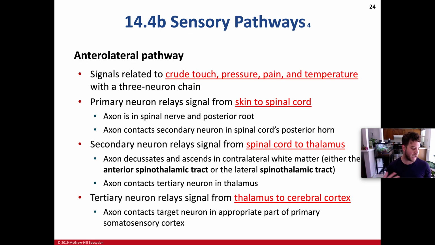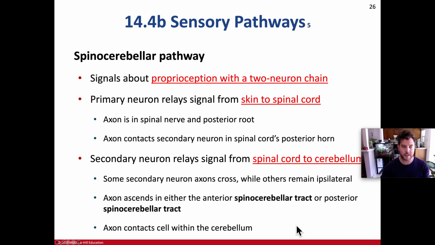So depending on the type of information that we're gathering, it's not always one neuron, it's not always one type of receptor, and it's not always one pathway. That information has different physical tracks that it follows to get to our brain. So for this one, your primary neuron is skin to spinal cord to thalamus, thalamus to cerebral cortex. There it is. Okay, this last one is the spinocerebellar pathway.